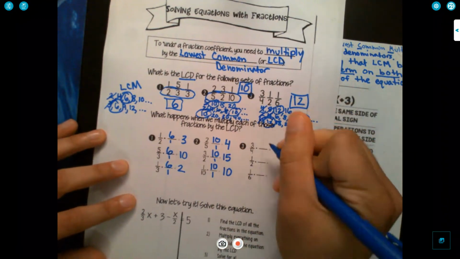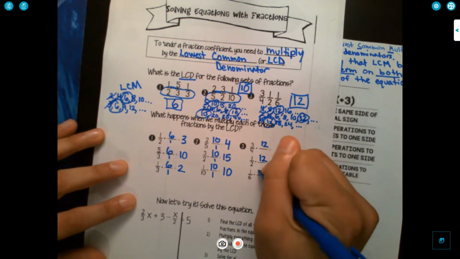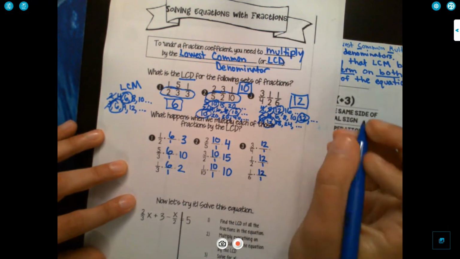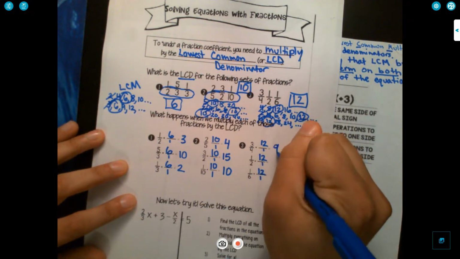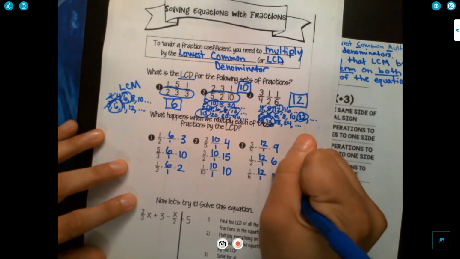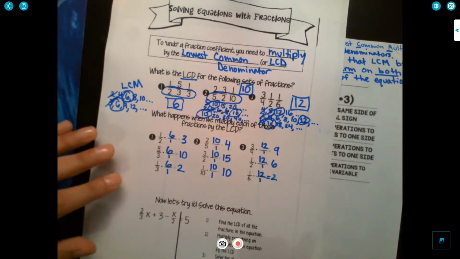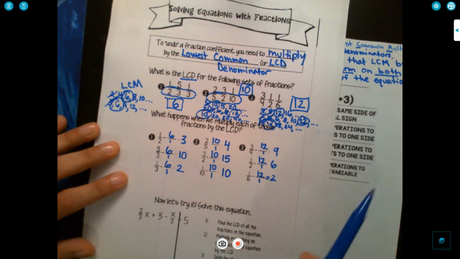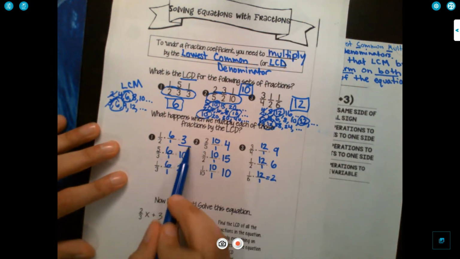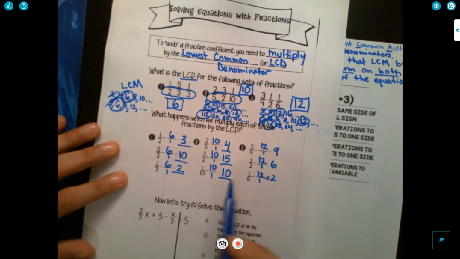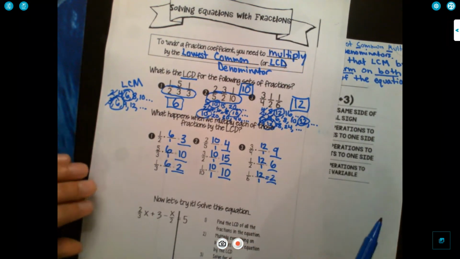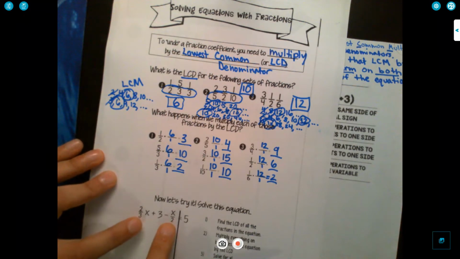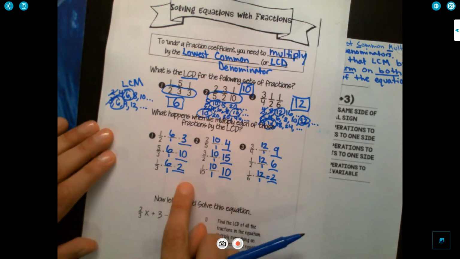This one comes out to 15. So we put 10, and then 12. What's the lowest common denominator? So that comes out to 9, that comes out to 6, and that one comes out to 2. All right, so it's asking what happens when we multiply each of those fractions by the lowest common denominator. Well, what happens is that we get a different set of numbers. So it's very possible that if we have a fraction with two sets of denominators, we are going to get different sets of numbers. So let's go ahead and put that into action.